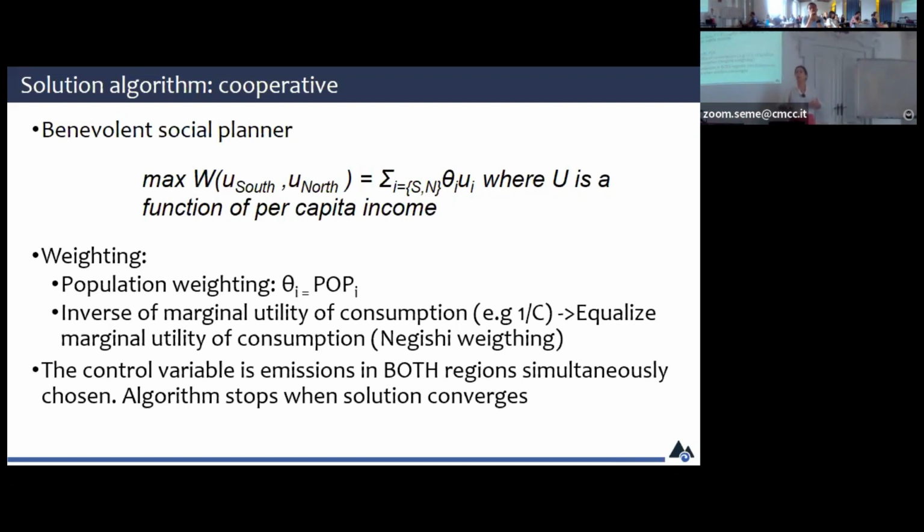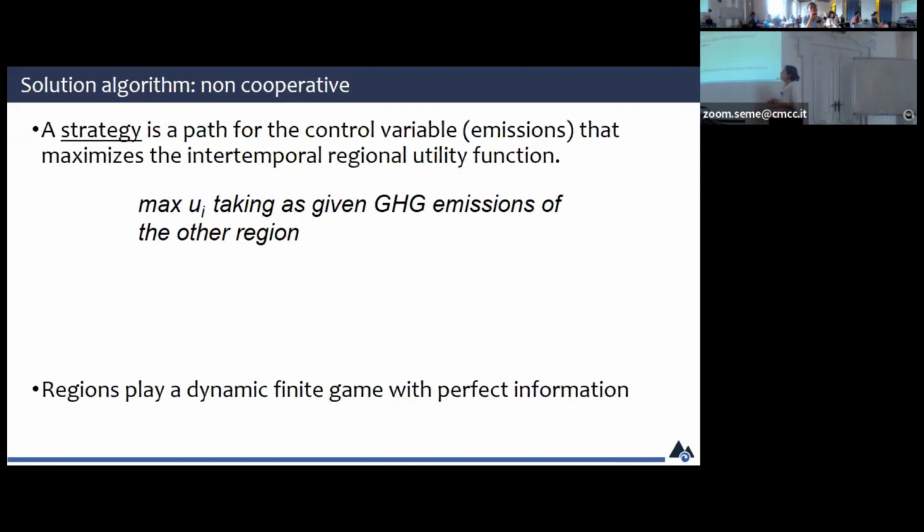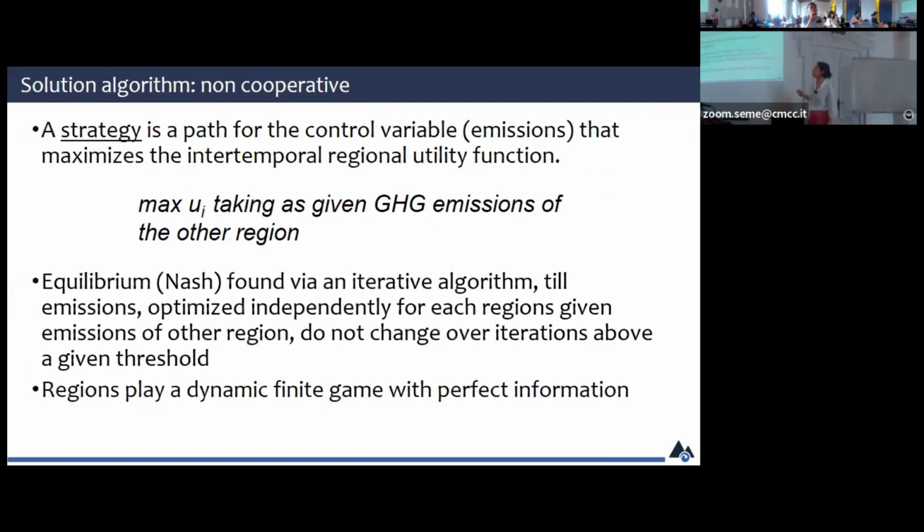And then off you go, because the way DICE is solved is through iterations. You solve it until it converges, and the algorithm stops when the solution is not changing anymore. Whereas if you want to solve the non-cooperative, then it's going to maximize the utility, the welfare of the North, taking as given the emissions of the other regions, etc.